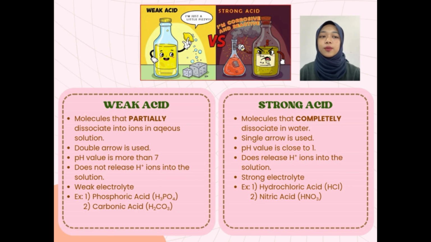Strong acids are molecules that completely dissociate into their ions when in water. A single arrow is used, the pH value is close to 1, and they release H+ ions into the solution. It is a strong electrolyte, and examples are hydrochloric acid, nitric acid, and sulfuric acid.